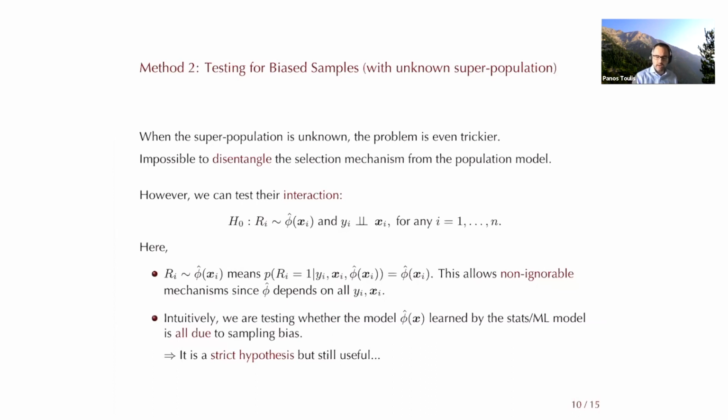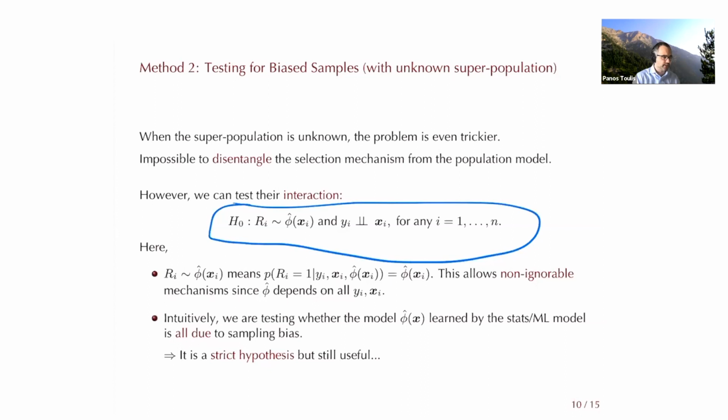So here's one null that we can test actually, which even though it might appear strict, I think is quite interesting. So what we're going to test is the following: this phi hat, the kind of model that your machine learning method learns. We're going to test whether this is completely due to the sampling mechanism, to the sample bias. And at the same time, there's no connection, there's no relationship between your Y's and the X's. So whatever you find in the data, we're going to test whether this is due purely to a sample bias.